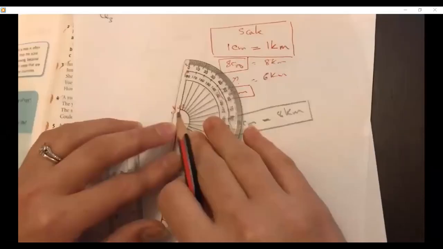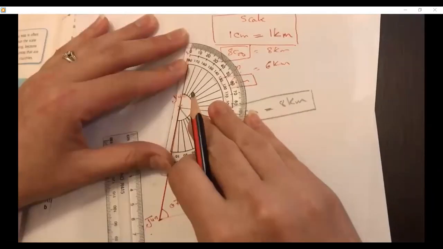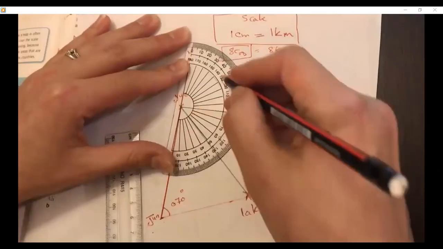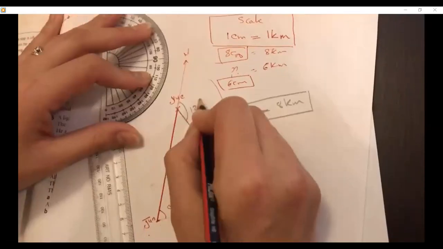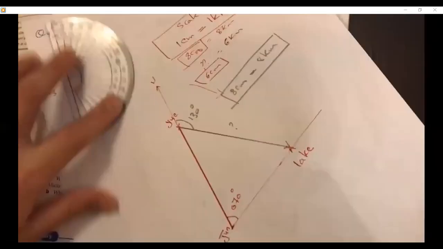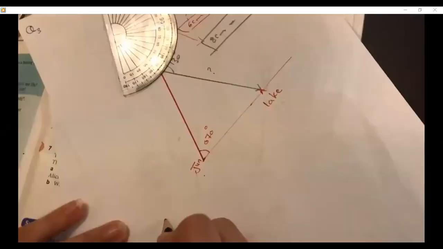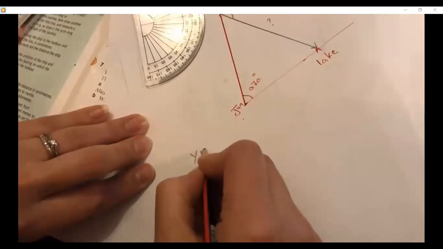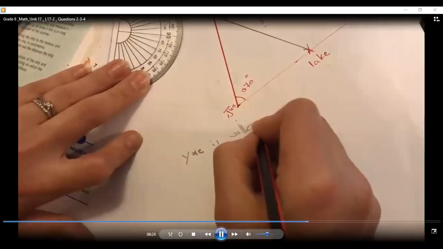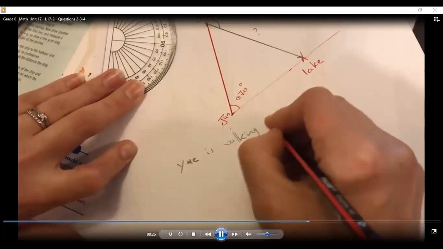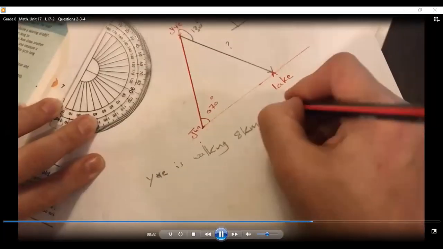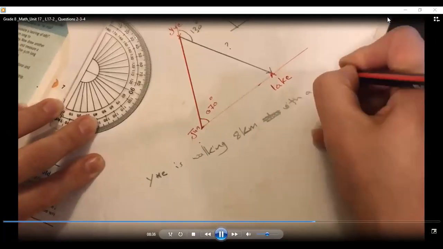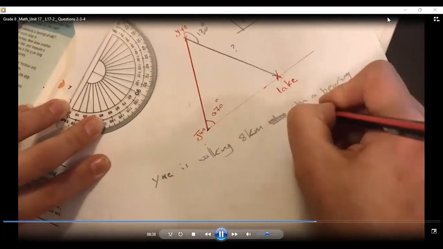Which bearing? Starting due north, measure it, it's 130 degrees. So for question number 3, he is walking 8 kilometers with a bearing of 130 degrees.